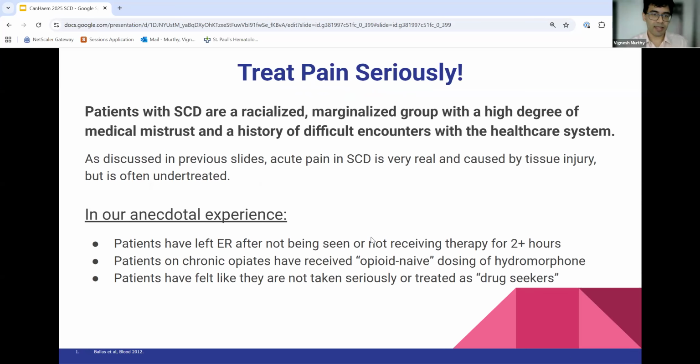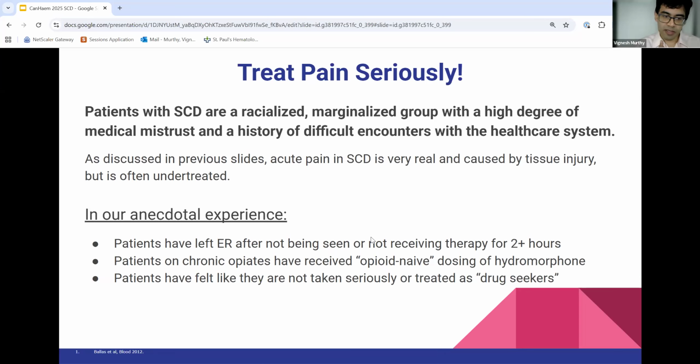And so this is why I highlight that we have to really try and treat pain seriously. These patients are a racialized, marginalized group with a high degree of medical mistrust and a history of difficult encounters with the healthcare system. And as discussed in the previous slides, acute pain in sickle cell disease is very real. It's caused by tissue injury, ischemia, but it's often undertreated, misunderstood, or just not taken seriously.